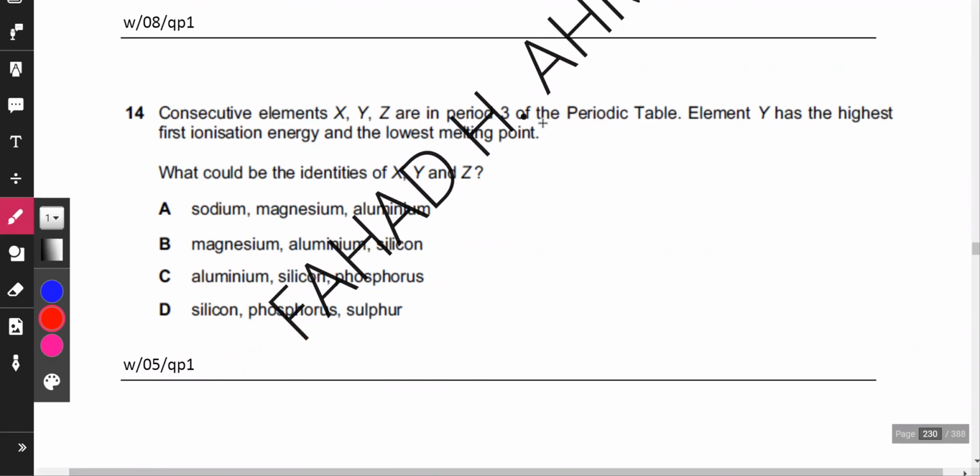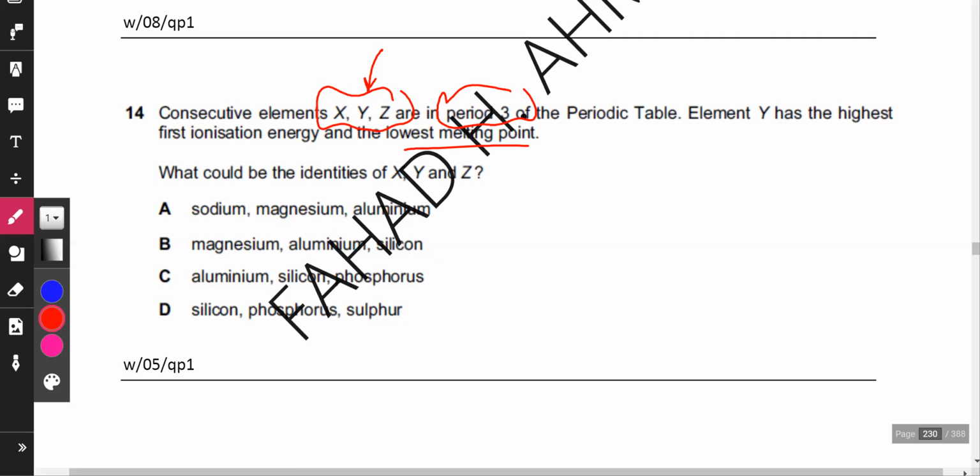On this one, elements X, Y, and Z are in period 3 of the periodic table. They are consecutive elements, so they're in a row, right next to each other. He's talking about the middle one, Y, and he's saying that it has the lowest melting point. So the middle one is going to have the lowest melting point.